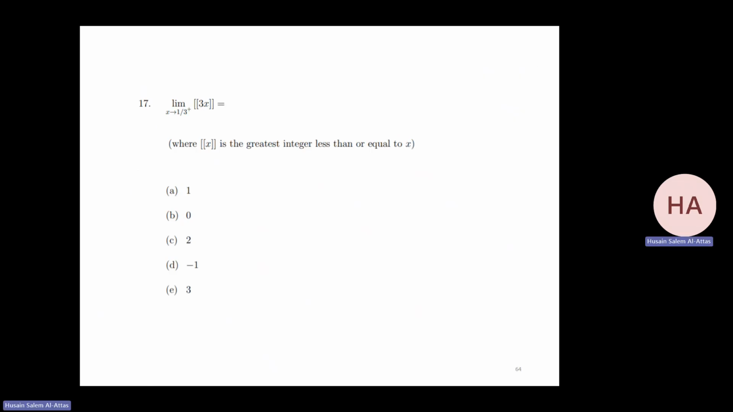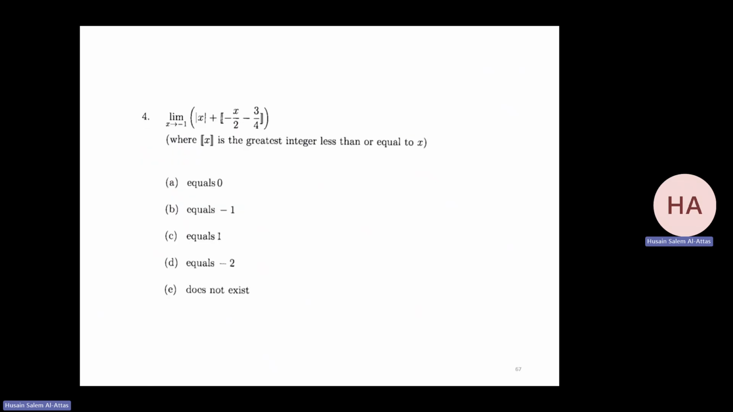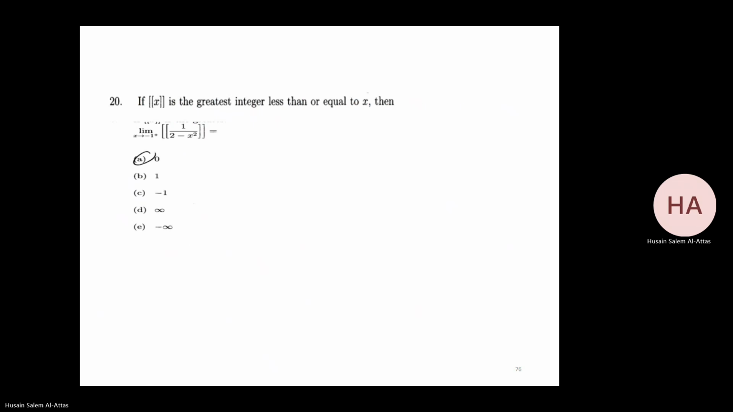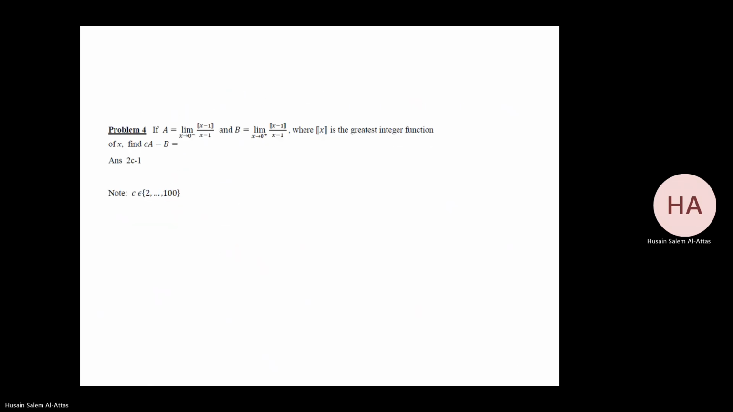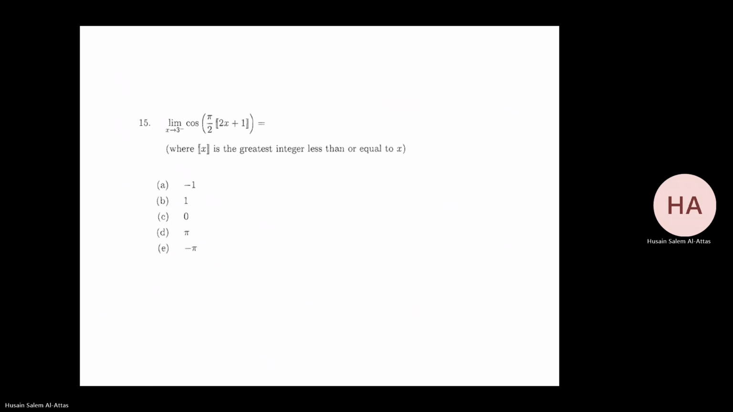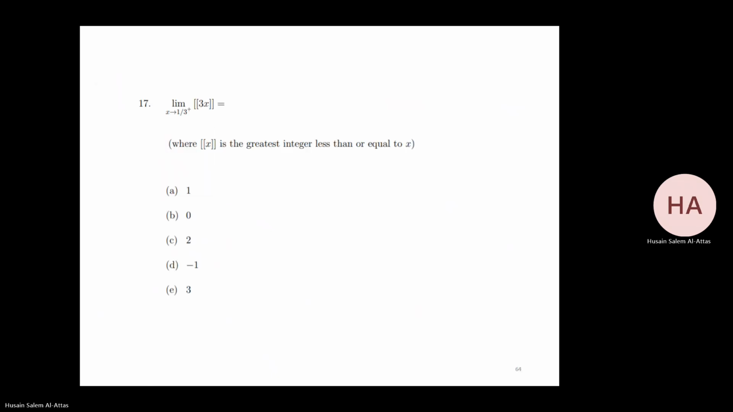Okay, x goes to 1 over 3 from the right, for the greatest integer of 3x. Let me continue. Now, x goes to 1 over 3 from the right for 3x. Be careful now.